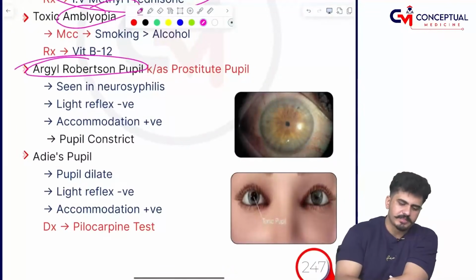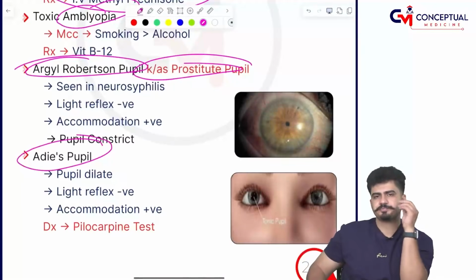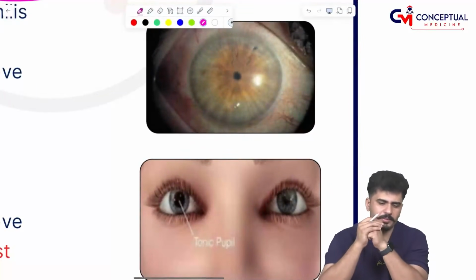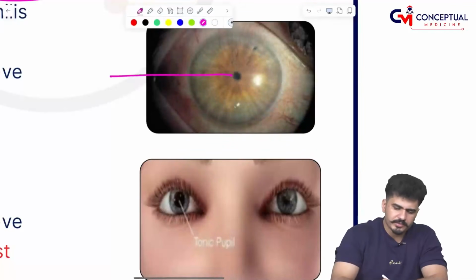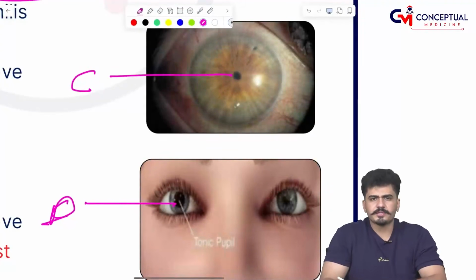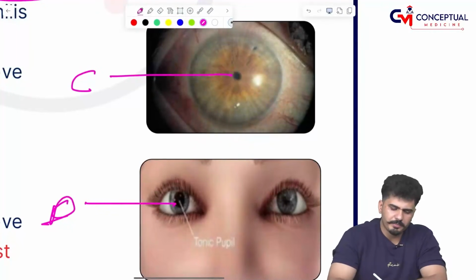Sir, Argyll-Robertson pupil, seen in prostitutes, and Addie's tonic pupil. What is the difference between these two? If you see the diagram, the upper one is for Argyll-Robertson and the second one is for Addie's tonic. Here the pupil is constricted, here the pupil is dilated. Rest everything is the same. Accommodation power is present.